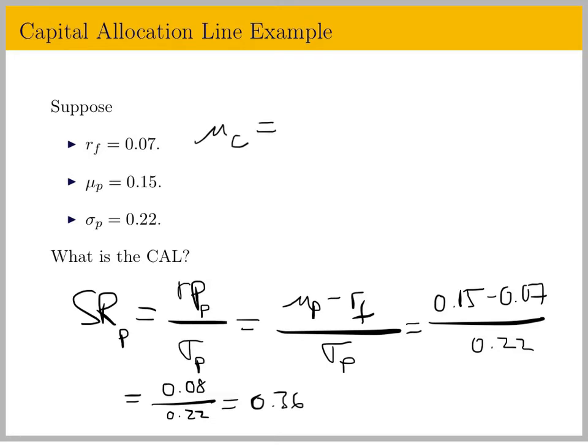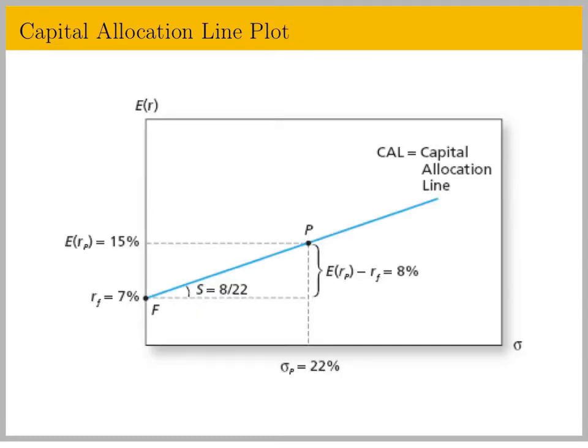Which means the capital allocation line, mu sub c, is equal to 0.07, the risk-free rate, plus the Sharpe ratio, which we've now derived as 0.36, times sigma sub c. That is the capital allocation line. So if you plug in some sigma sub c value, I will tell you the corresponding mu sub c that you will have on the capital allocation line.